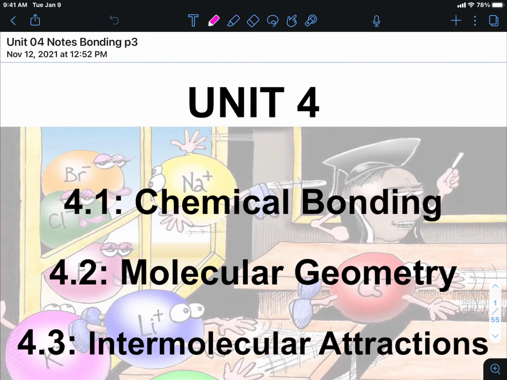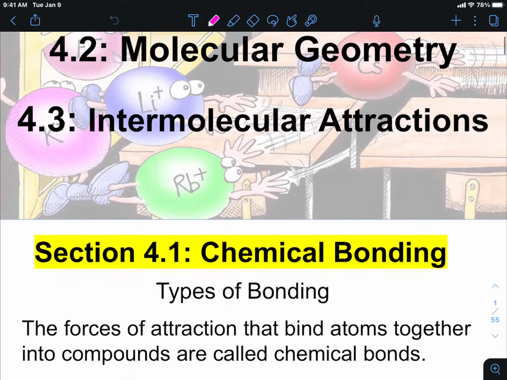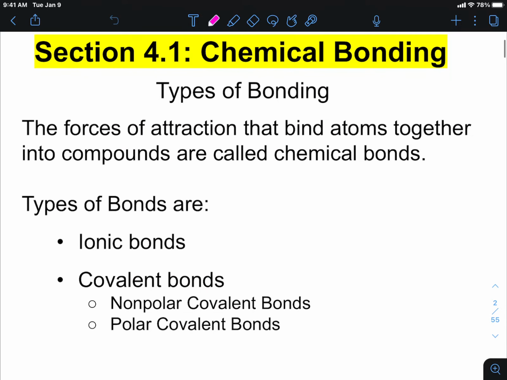Okay, so Unit 4, chemical bonding. First off, types of chemical bonding. Well, actually, let's define it first, right? So bonding is the force of attraction that binds atoms together into compounds.